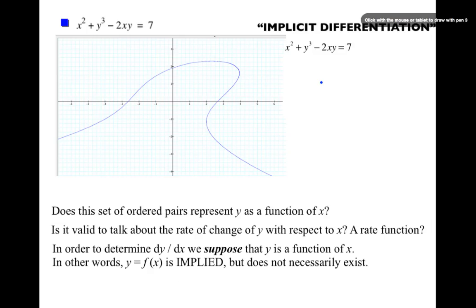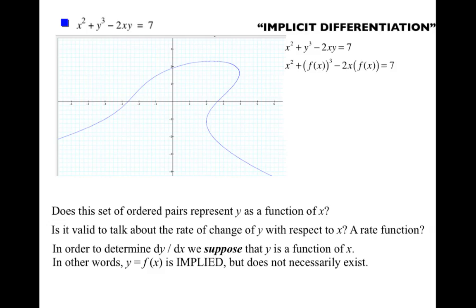The whole point is we don't have y as a function of x. We have this equation, and the y's and the x's are intertwined, and it can be very difficult to pull these apart and get y as a function of x. So we're going to work on it like this. We're going to follow the same rules, but we're going to work on it in its current form.